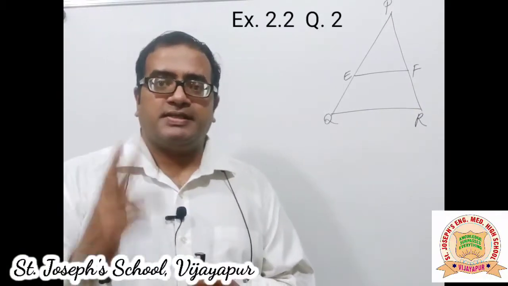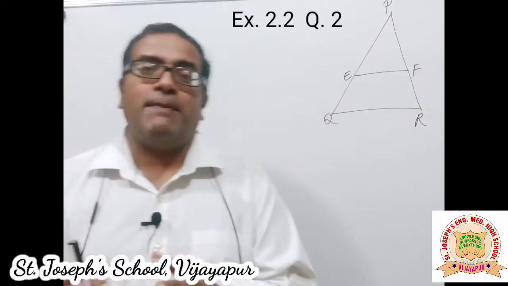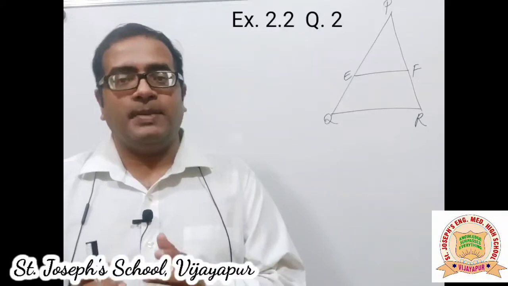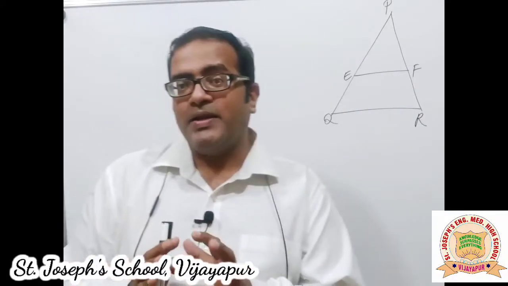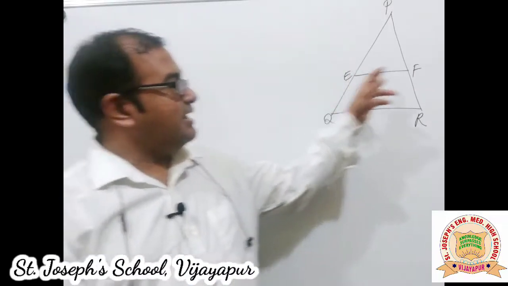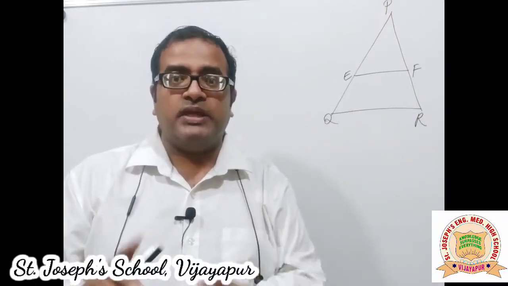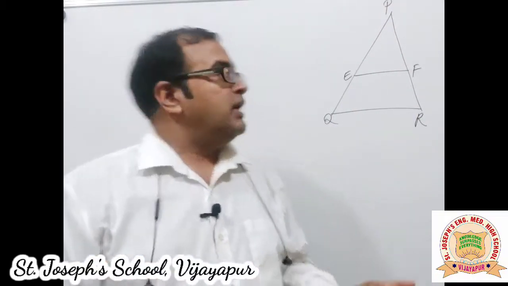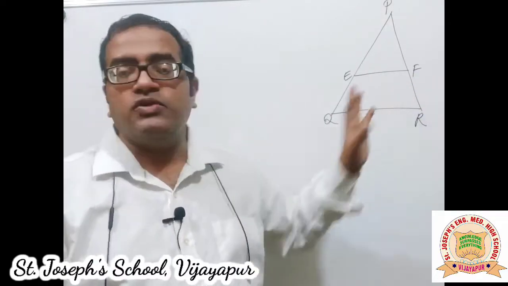Main question number two. In this case, they are asking us to apply the converse of the BPT, not the BPT itself, because the line is not given parallel here, whereas the sides are given proportional. So they say that E and F are 2 points on the sides PQ and PR respectively in a triangle PQR. And they have given the PE, EQ, RF, PF values.